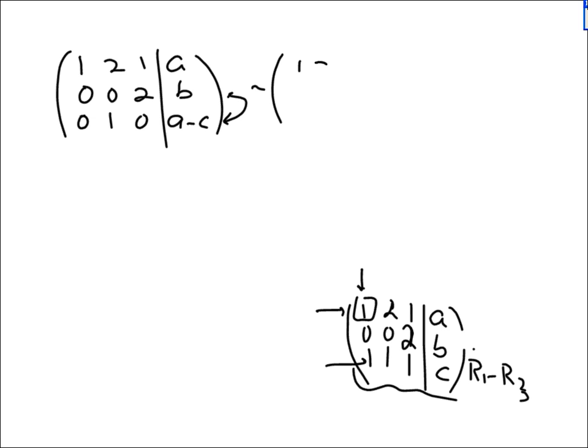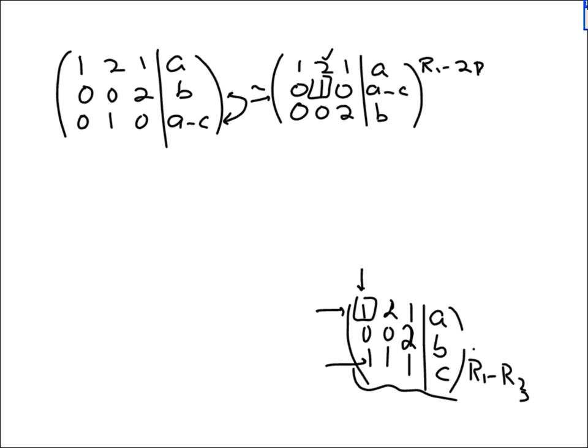So I get 1, 2, 1, A; 0, 1, 0, A minus C; and 0, 0, 2, and B. Second row, there's my leading entry. I want to get the 2 above to be a 0. So I'll do row 1 minus 2 row 2s. This here is row 1, and 2 row 2s is 0, 2, 0, 2A minus 2C.